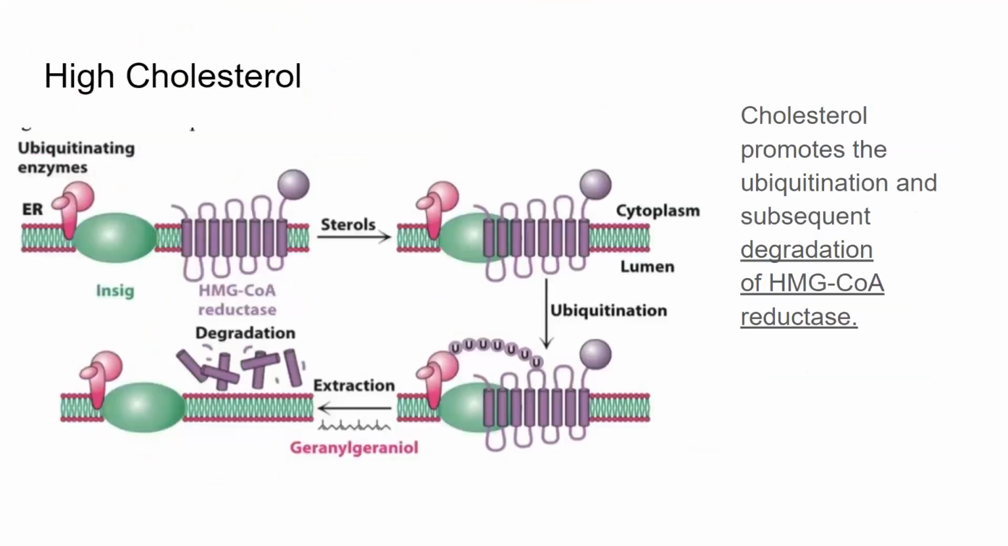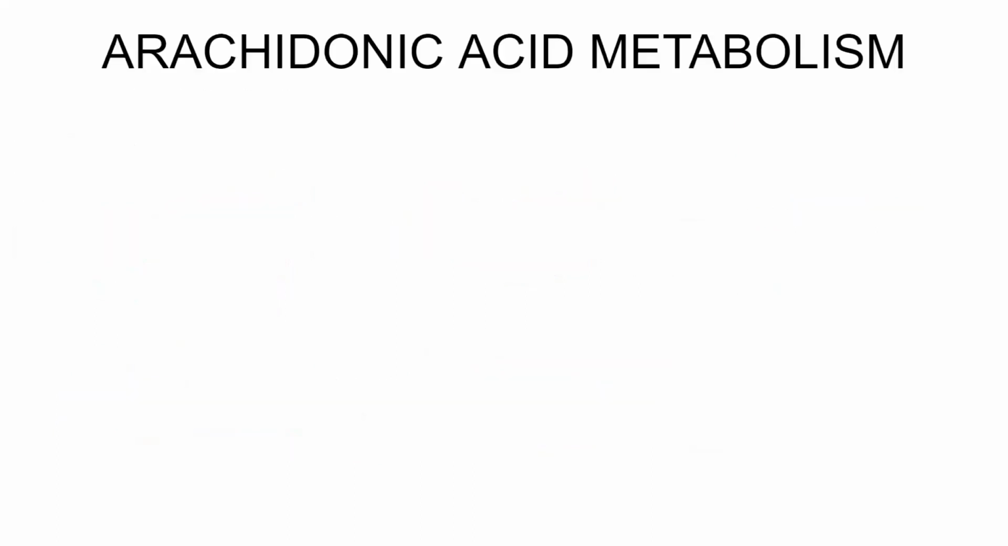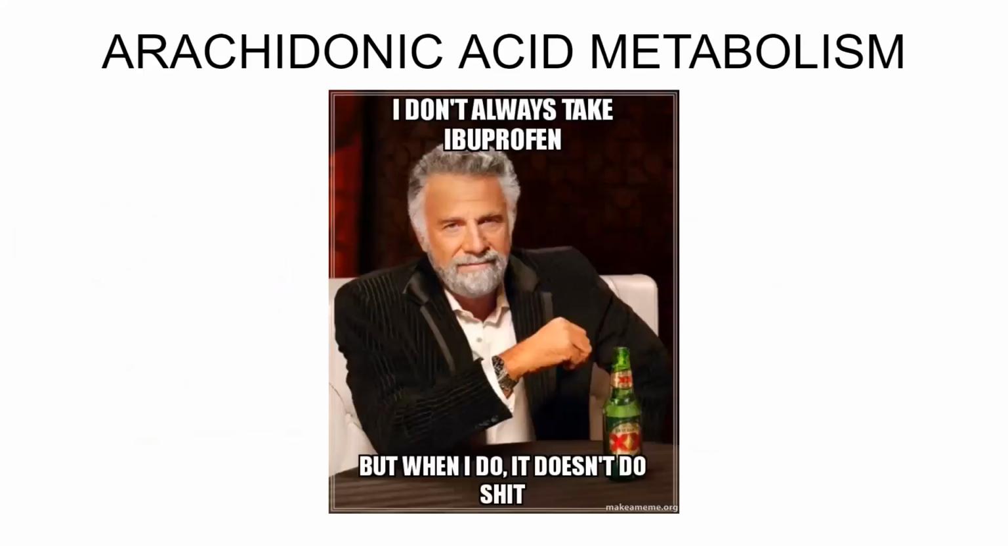And then high cholesterol. This one's a lot simpler. So whenever you have high cholesterol, high amounts of cholesterol are just going to promote ubiquitination of HMG-CoA reductase by recruiting a bunch of anchor proteins that ubiquitinate it. So pretty much it just gets tagged for degradation. Does that make sense? Does anyone have any questions? Perfect. So we're going to talk about arachidonic acid metabolism in a second.